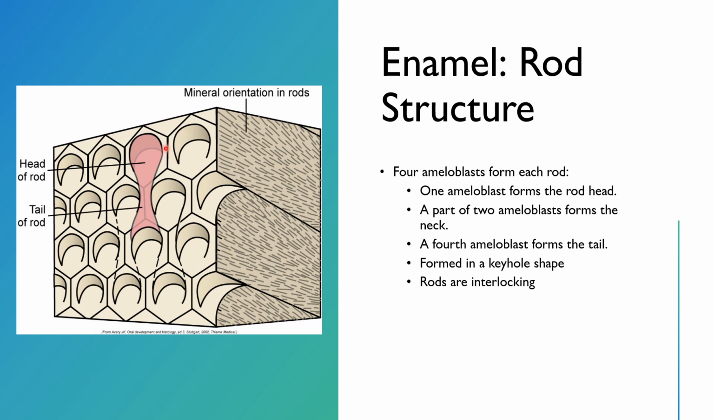Okay, so here is the rod head, and then 2 ameloblasts are going to form the neck. Okay, so the neck would kind of be this longer portion here, this extension. And then the fourth ameloblast is going to form the tail. Okay, so this is known as the tail of the rod. And again, you can see that it is a keyhole shape, and all of these rods interlock with each other. So they are nicely connected tightly together.